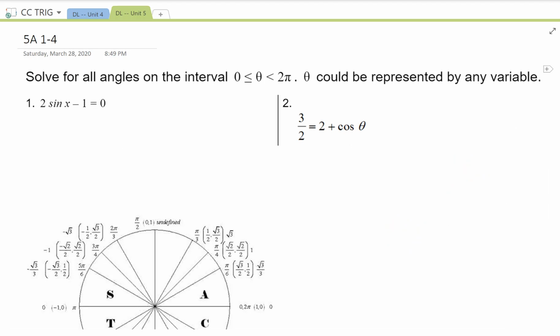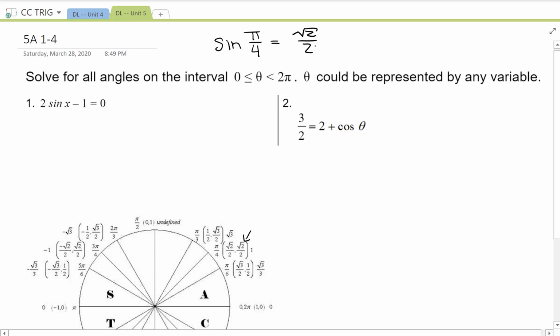Okay, solve for all angles on the interval between 0 and 2 pi, not including 2 pi. So you see how there's no line under here? If the answer is 0 or 2 pi, since those are the same angle, you would write 0 as your answer and not 2 pi, because 2 pi is not included on the interval. Before, we were doing things like, what is sine of pi fourths? You would go to your unit circle and see that the y value at pi fourths is root 2 over 2, and you got your answer.